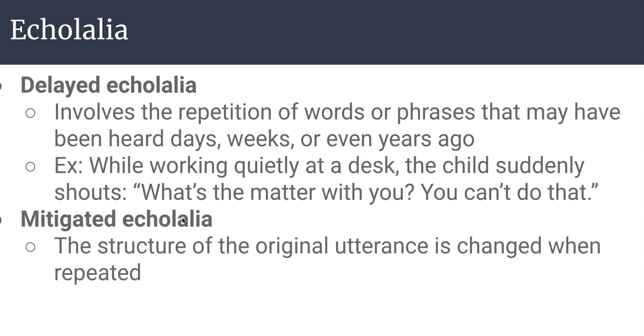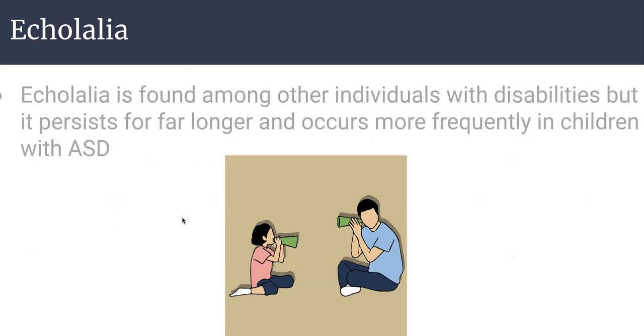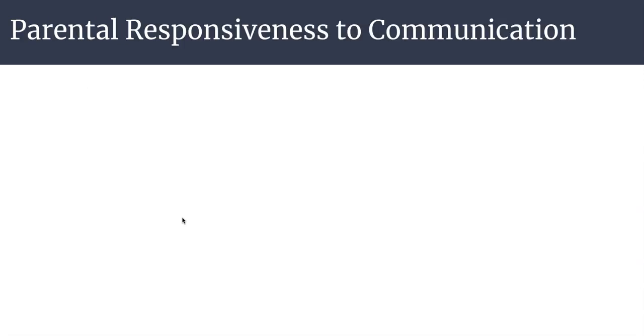Mitigated echolalia is when the structure of the original utterance is changed when repeated. So the teacher says, what did you do last night? And the student responds, night. Echolalia is found among other individuals with disabilities, but it persists far longer and occurs more frequently in children with autism. So again, it's one of the hallmarks of autism.